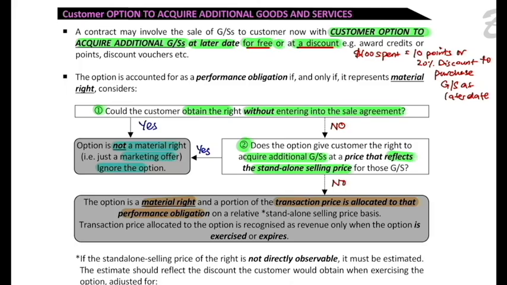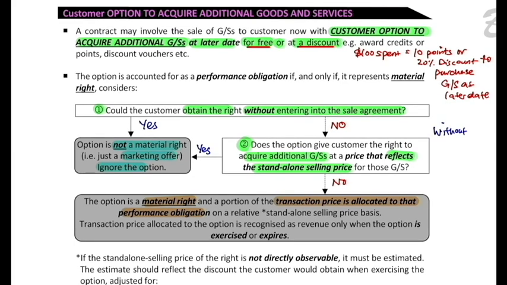If the answer is no, the customer is able to purchase the goods and services at a better price as compared to others. For example, without entering the contract, the customer can purchase the goods and services at a discount of 5%. With the contract, the customer can purchase the goods and services at a later stage at 15%. The extra 10% represents a material right. If it's a material right to the customer, it's a performance obligation to the entity. If it's a performance obligation, a portion of the transaction price must be allocated to the performance obligation.